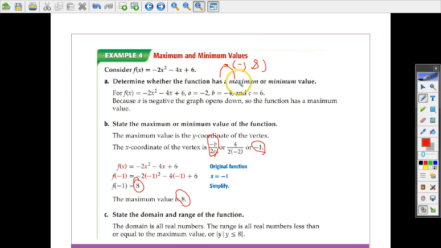Again, the domain is the x value. If this keeps going on, it's going to be all real numbers. Okay. Range. The maximum is going to be 8, so it's going to be less than or equal to 8.